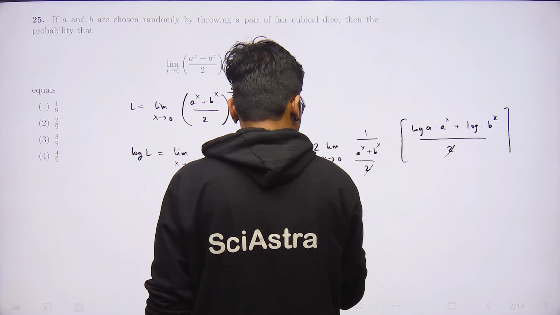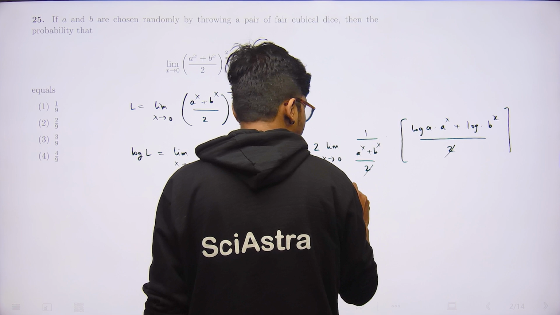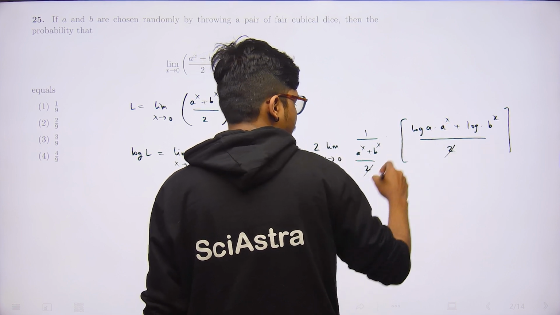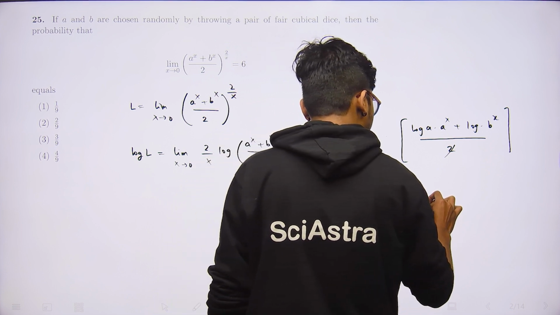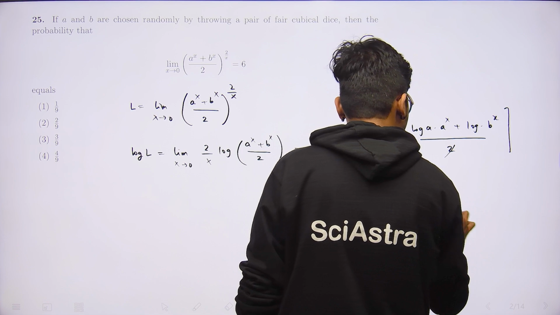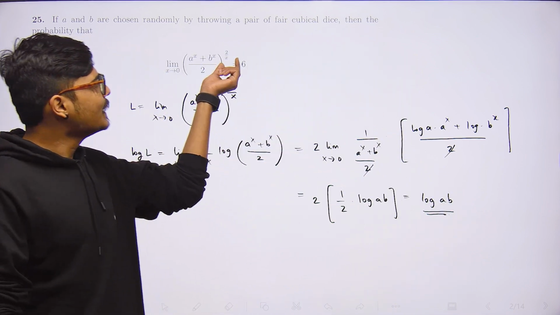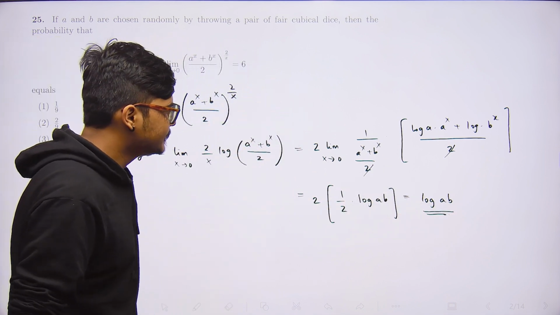So this gives you twice the limit, and if I put the value of x as 0, this will become half times, in the numerator, this becomes 1, this becomes 1, so you get log AB. That is just log AB, okay? Now this is me calculating the limit in the traditional way, right? But here the value of the limit is given, it's 6, right? So if I equate this with 6, I'll get that.